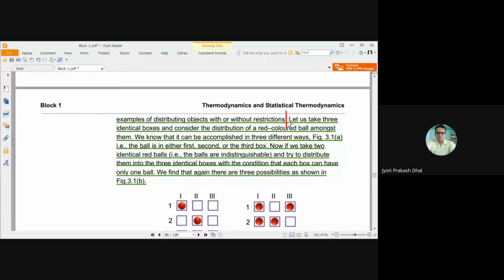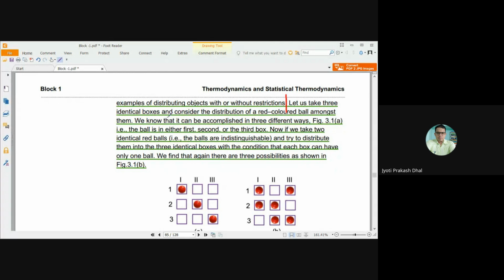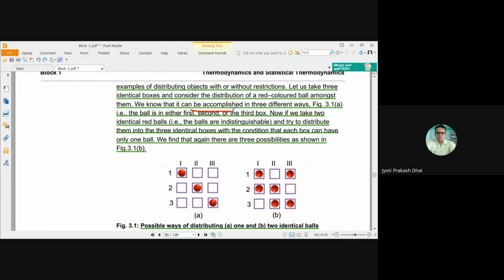So in this example, we are moving to the next step. Let us take three identical boxes and consider the distribution of red color balls among them. So three identical boxes are there, and the task is to distribute red color balls among them. We know that it can be accomplished in three different ways. The first way is the ball is in either the first, second, or third box.